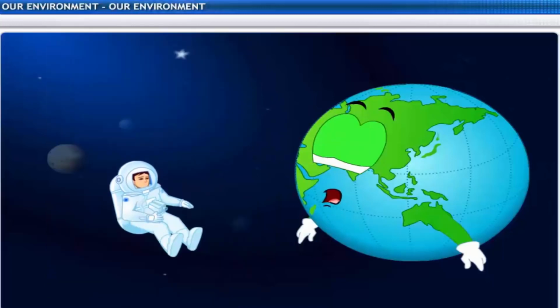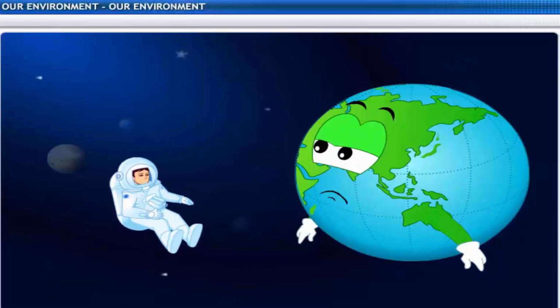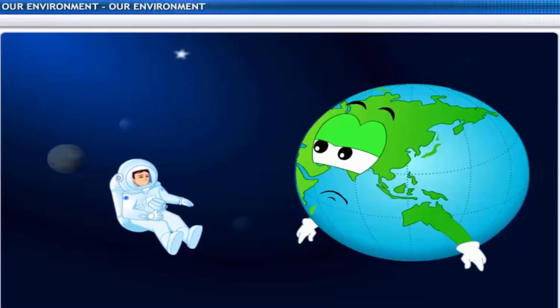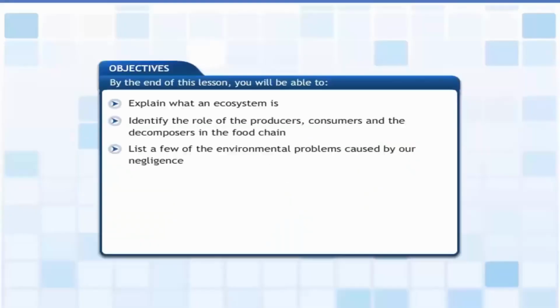I will show you how various factors in the environment interact with each other and how human beings impact the environment. By the end of this lesson, you will be able to explain what an ecosystem is, identify the role of the producers, consumers, and the decomposers in the food chain, and list a few of the environmental problems caused by our negligence.